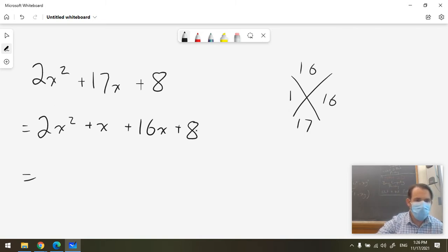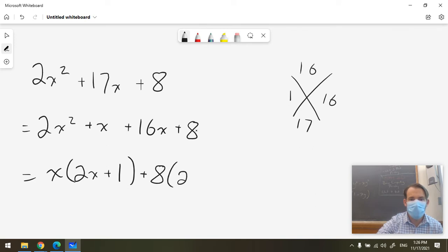Then I factor this bit. The only thing that can come out is x. So I would have x multiplied by 2x plus 1. x divided by x is a 1, so don't forget this 1. That's a common error, to forget this 1. Now 16x plus 8. I can factor out an 8 here, so this will be plus 8 multiplied by 2x plus 1.